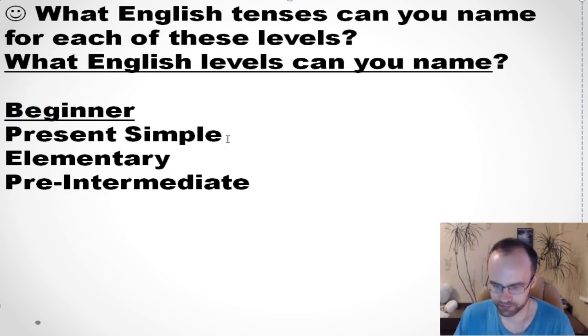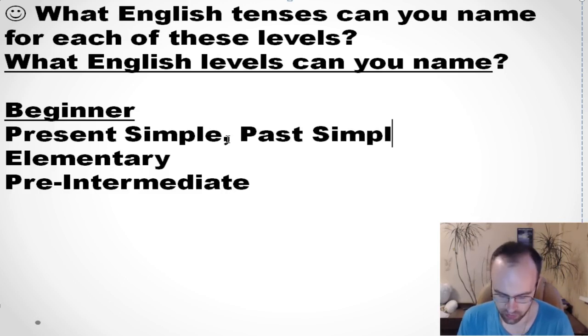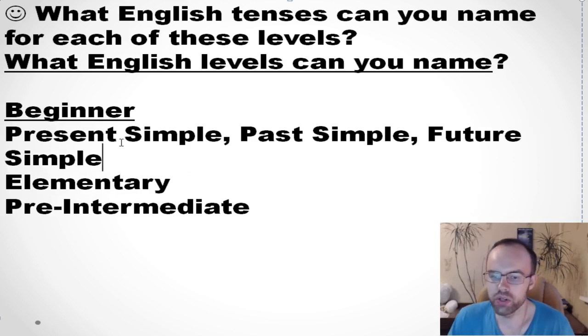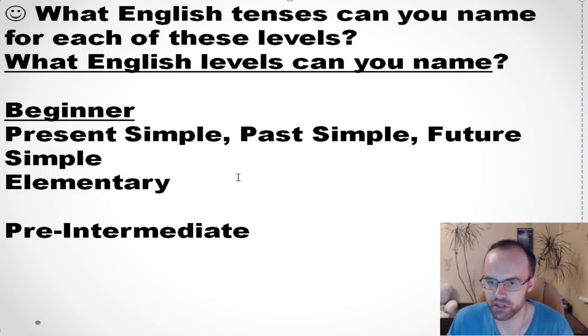So beginner, right. Present simple. What else? Past simple. And future simple. So, if you know these tenses, you can speak about the present, about the past, and about the future. Really, it's what you need. Okay? Very good. So, let's look at the next level, elementary.